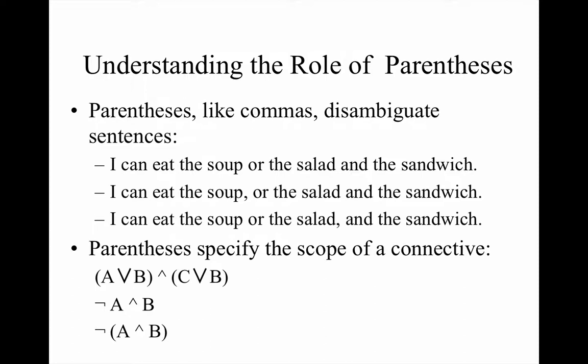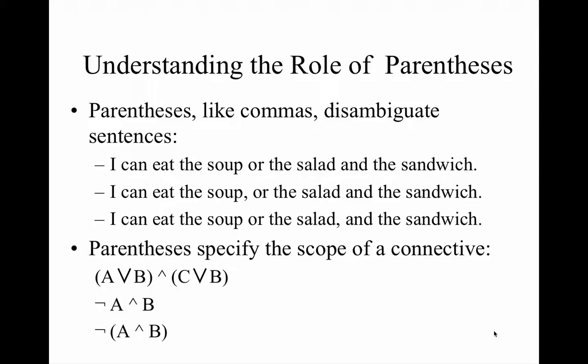Look at the three sentences under that first bullet point. The first sentence, the first iteration of the same sentence, does not have any punctuation besides the period, so we don't know which is the main connective. Is it the disjunction or the conjunction? Notice that in the second and the third examples, the comma helps us to see that, respectively, the disjunction is the main connective, and the second iteration of the comma, which appears in the third sentence, tells us that the conjunction is the main connective.